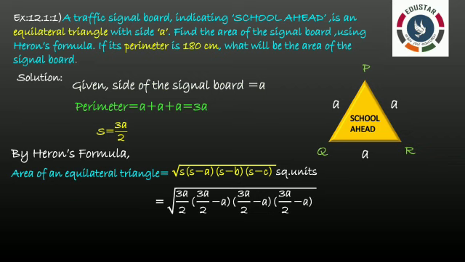So, on applying the values, we will get square root of 3A by 2 into 3A by 2 minus A into 3A by 2 minus A into 3A by 2 minus A. So first we have to find the values inside the bracket, that is 3A by 2 minus A, which is equal to how much? A by 2. We have to take LCM and subtract the values, and our next step will be square root of.